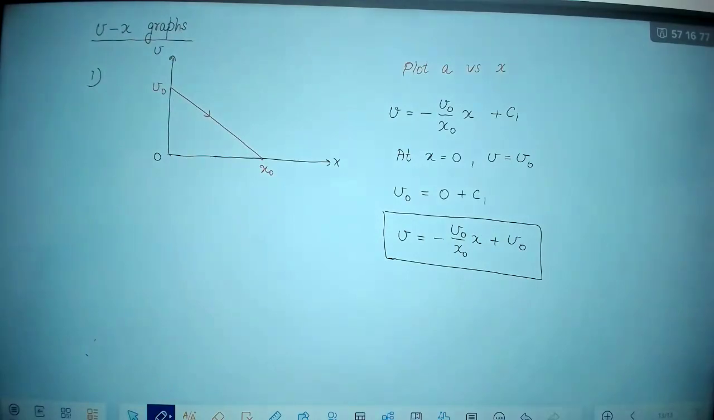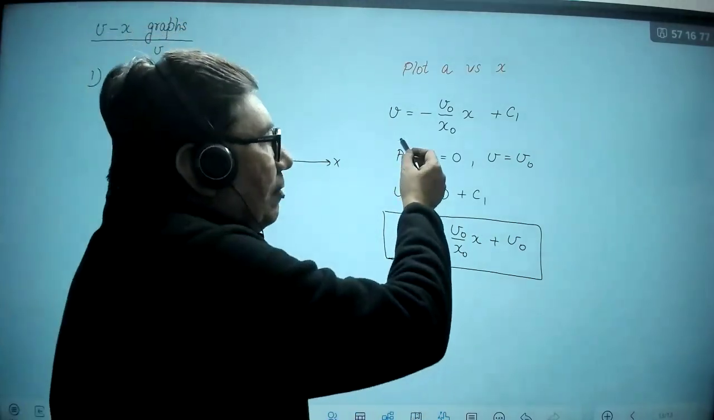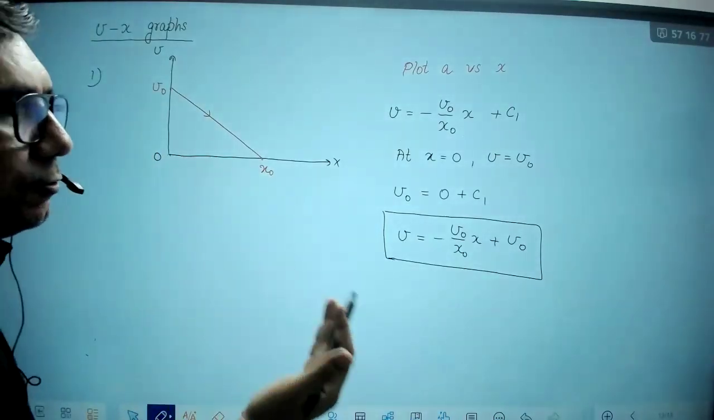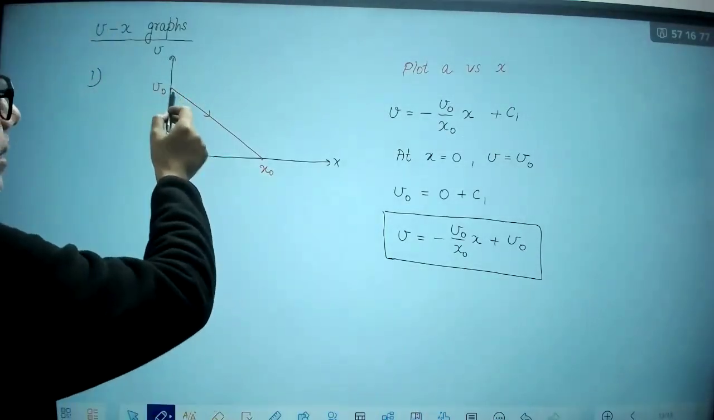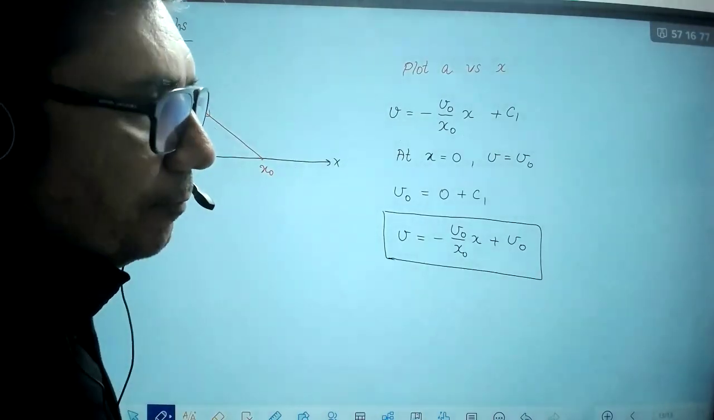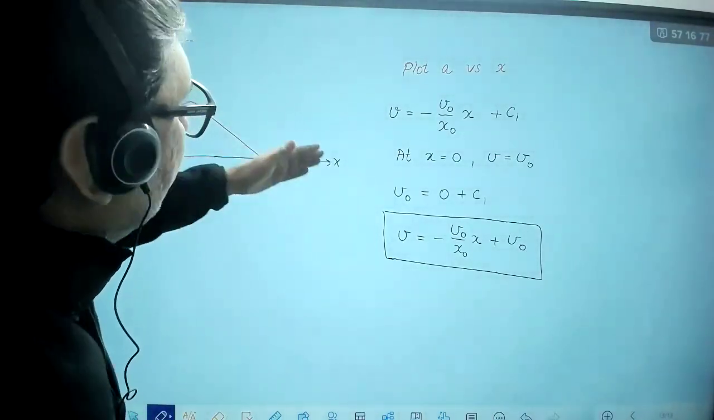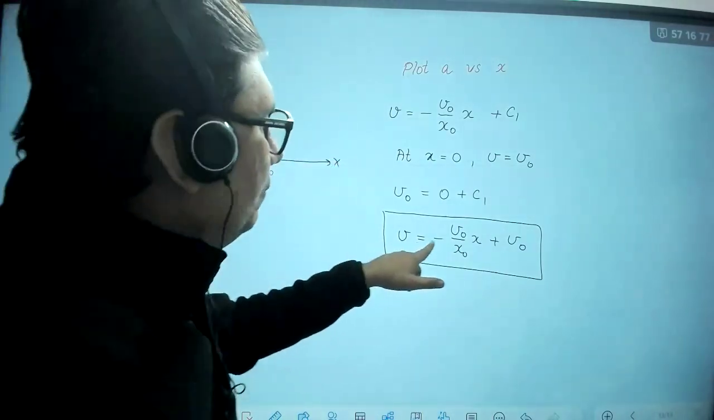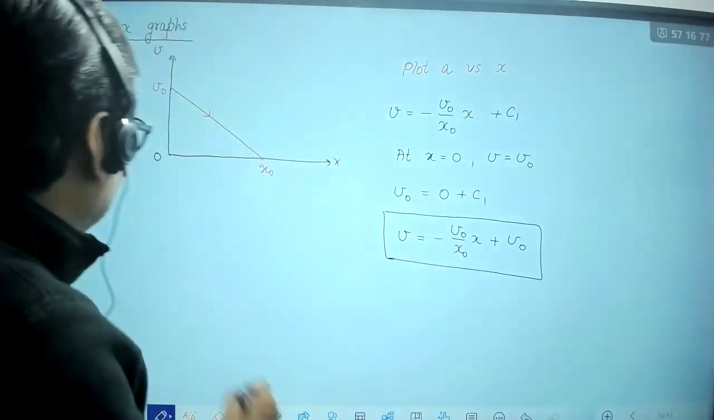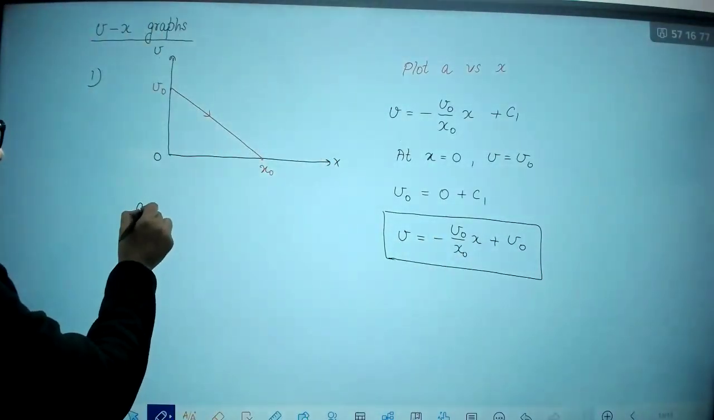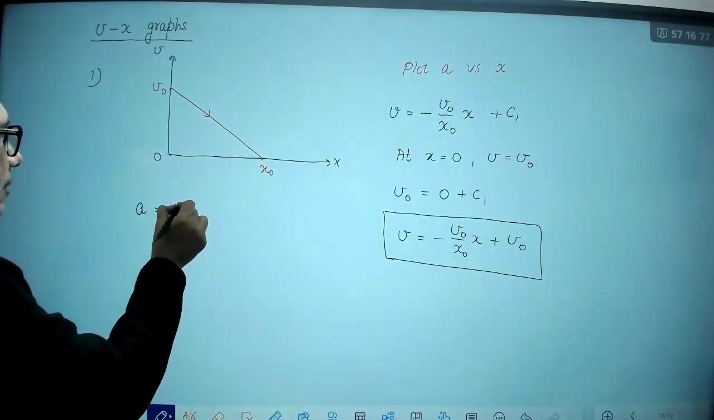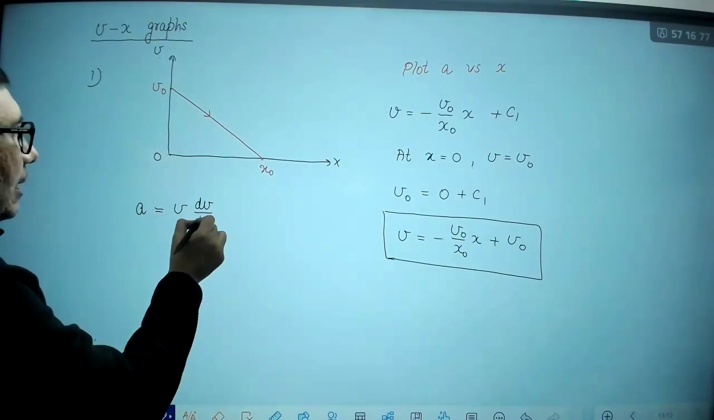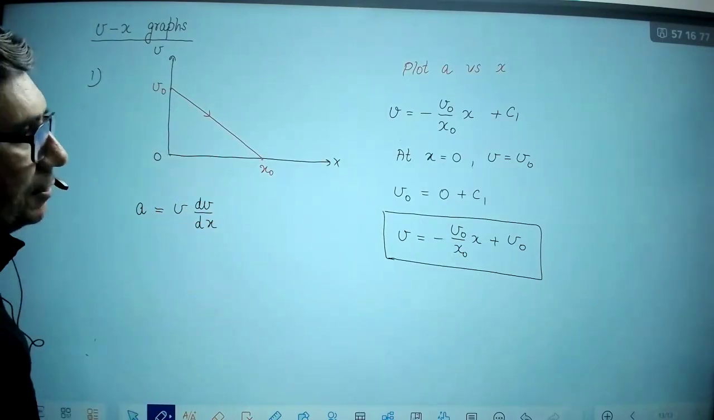Whatever I have written, that acceleration is slope, that was wrong. The slope will be acceleration when you are plotting velocity as a function of time. But here this is velocity as a function of x, so slope will not be equal to the acceleration. So what will be the acceleration? Acceleration a equals v into dv by dx. I have given you this formula of the acceleration.